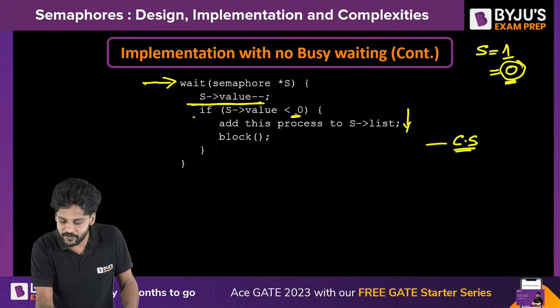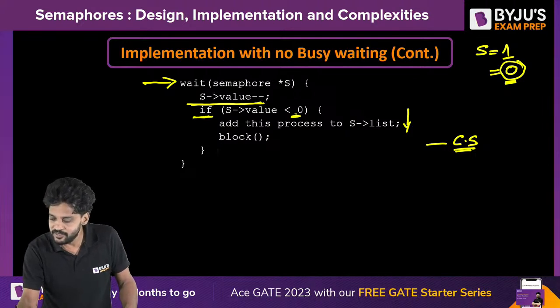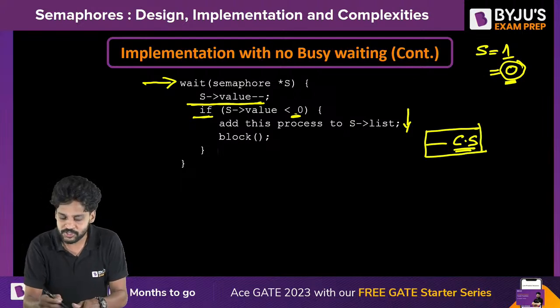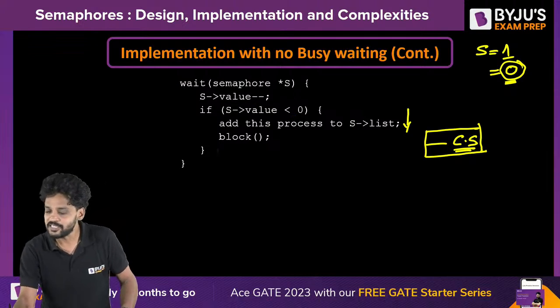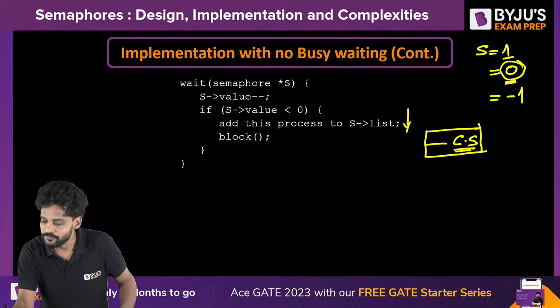Then this if condition will not get satisfied, and it will enter into the critical section. Now there comes one more process. That process, when it performs s minus minus, this s value becomes minus 1.